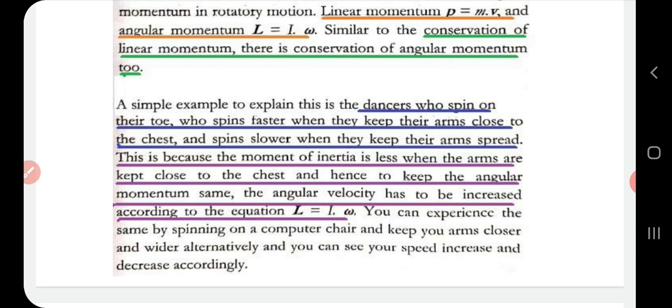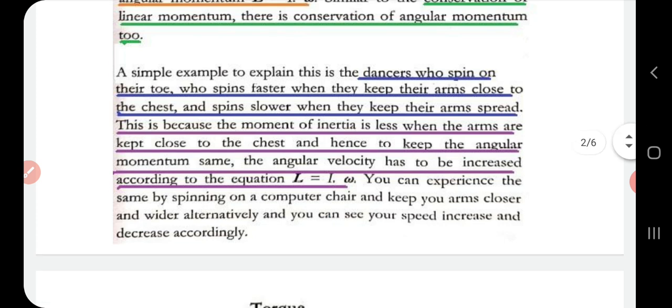So you might have seen dancers spinning on their toe. They spin very fast when they keep their arms close to their chest, and they spin slow when their arms are far apart. This is because of moment of inertia. Moment of inertia is less when the arms are close to the chest, and hence in order to keep the angular momentum the same, the angular velocity has to be increased as per the equation L equal to I omega.